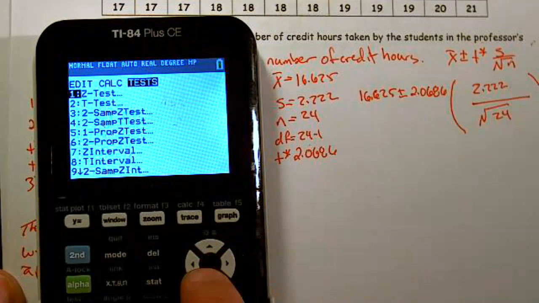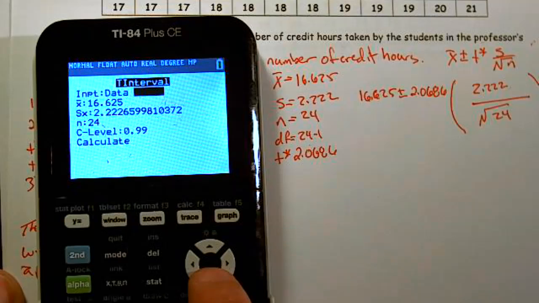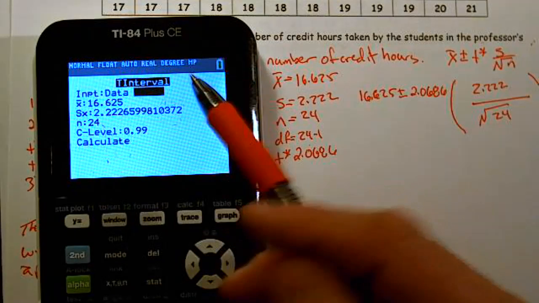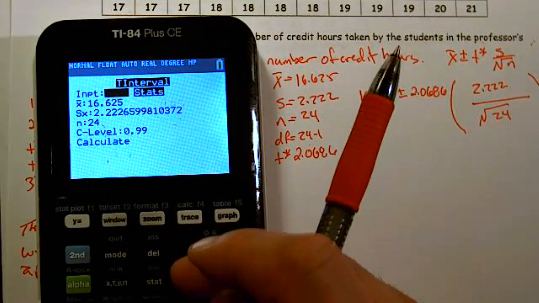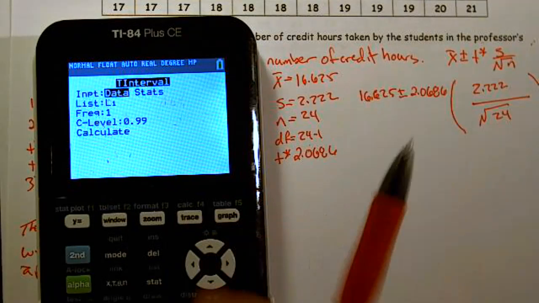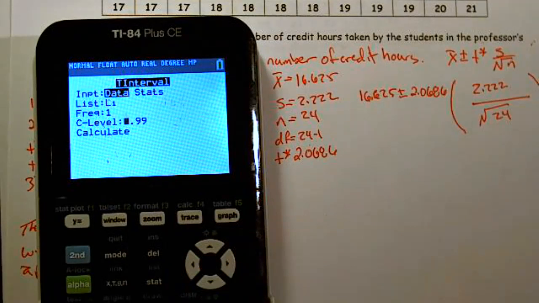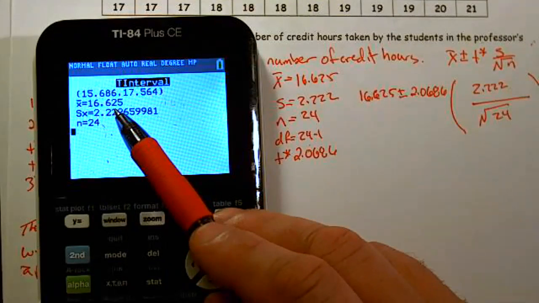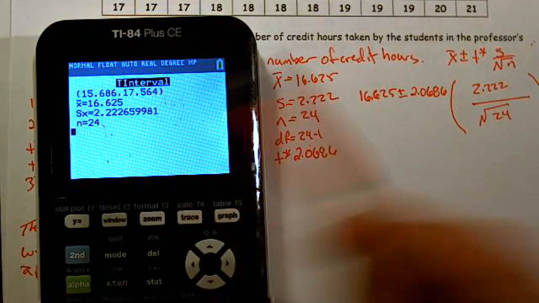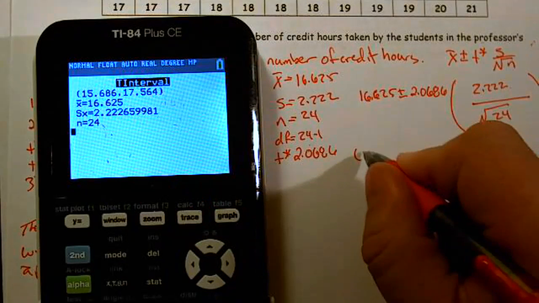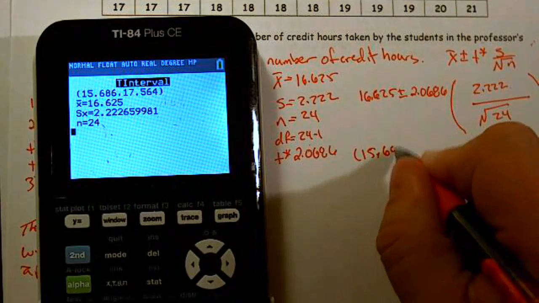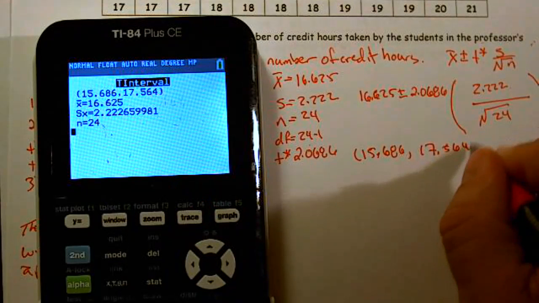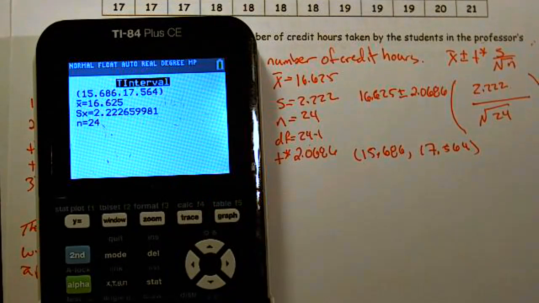STAT, TESTS, drop down to number 8. Now we actually enter data. Now all that stuff they actually brought over, okay? So I could just go to Data if I wanted to. Data, my list was L1. I want to make it 0.95 confidence level. And once again, it gives me my x bar, it gives me my s, it gives me my n. So there's a shortcut there if you'd like to take it. I'll let you figure out what it was. And there you go. All right.